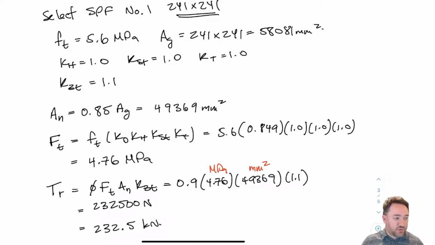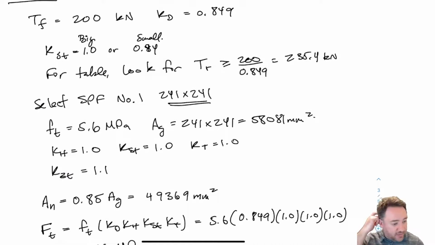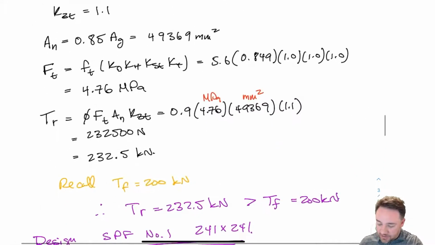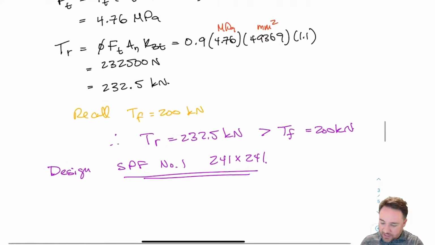One thing that I didn't mention before, because we see here that KZT, the size factor, is not equal to 1. That size factor is taken into account in the table resistances. Obviously, because different size members have different resistances because of the size effect factor, in the tables of resistances in the wood manual, KZT is included. So those member resistances include consideration of KZ. Okay, and we came up with tension design for lumber, and it was a 241 by 241 member, which was basically the biggest one.